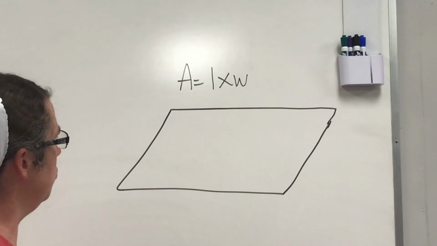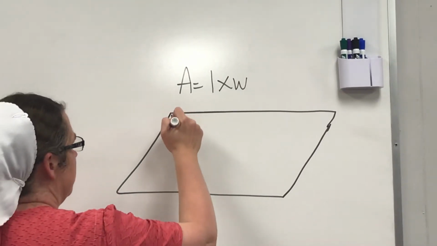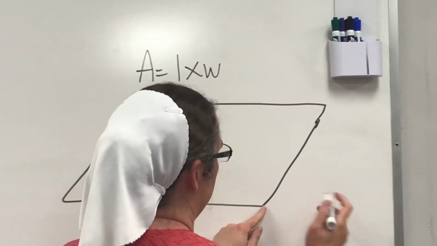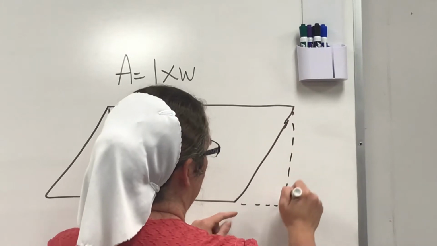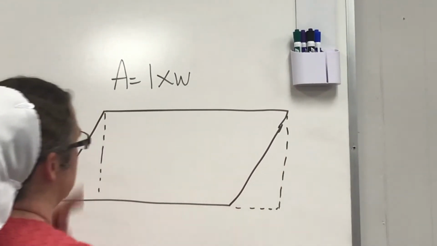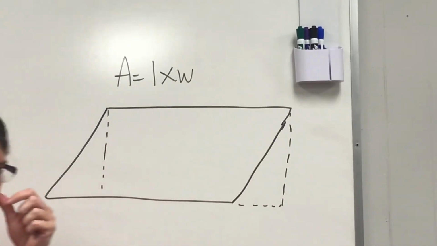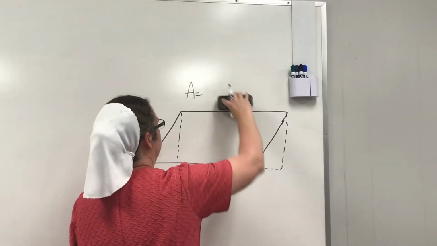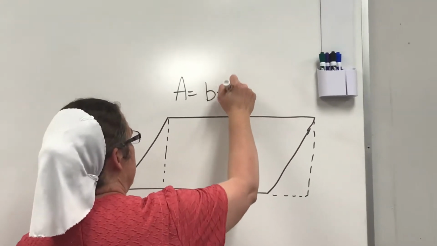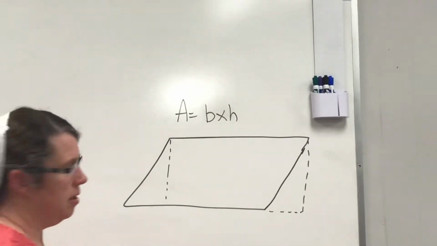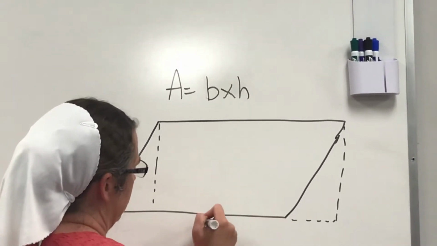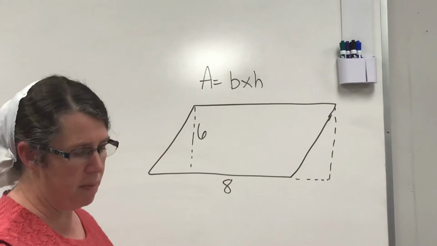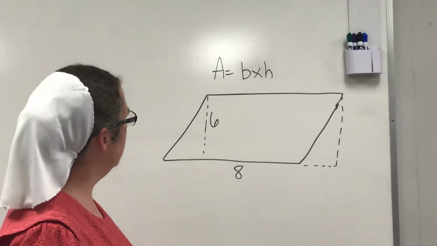And the reason you can do this, if you notice in your book, they have something like this. If you chopped this triangle off, it would fit perfectly right here, and you would have a box. So length times width, or base times height, I think is actually what they call it. So maybe I should put base times height. And let's say the base here is 8 and the height is 6. The area would be 48.